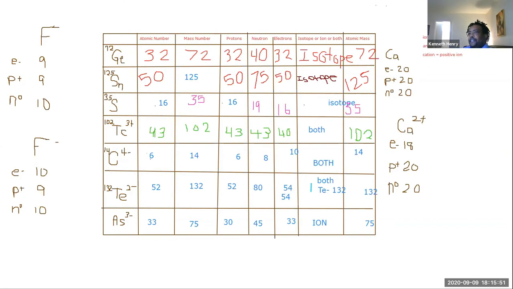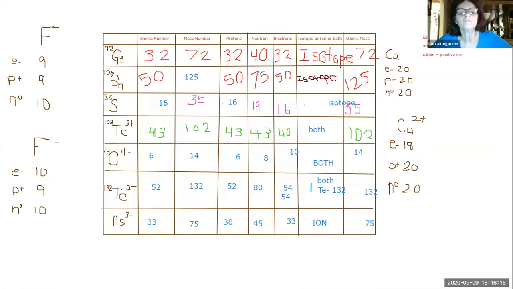125. Sulfur-35. So let's see, its atomic number is correct. Its mass number is correct. Its protons are correct. Number of neutrons is correct. Number of electrons is correct. And it is also an isotope, that is correct. And its mass number is 35. You guys got this, it looks like.